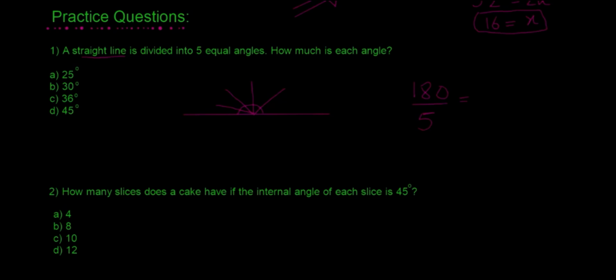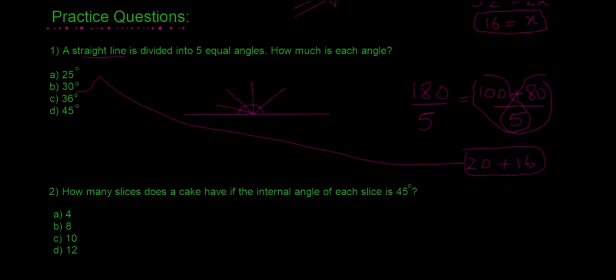How much would that be? I have not a clue. So what I would do is split it into something that I do know. For example, 180 separately: 100 divided by 5 is 20, and 80 divided by 5 is 40 by 5, 8, 16. Answer 36. So that's my answer. Part C is the final answer. Let's take a look at the next question.